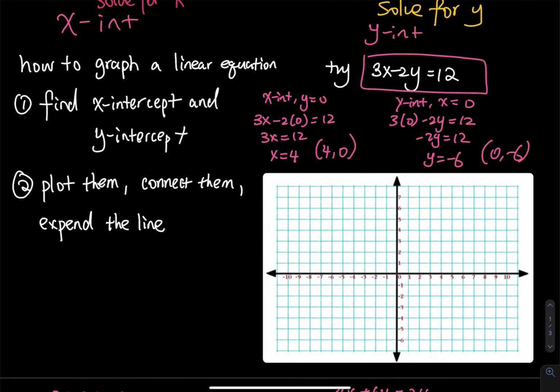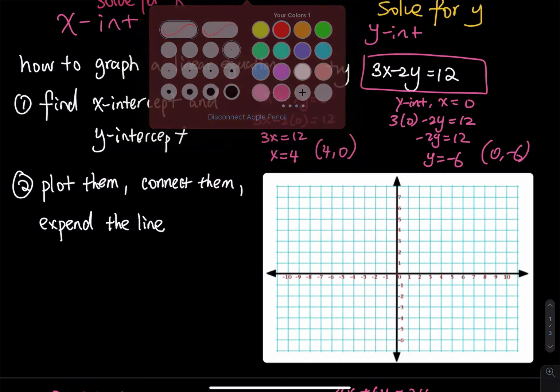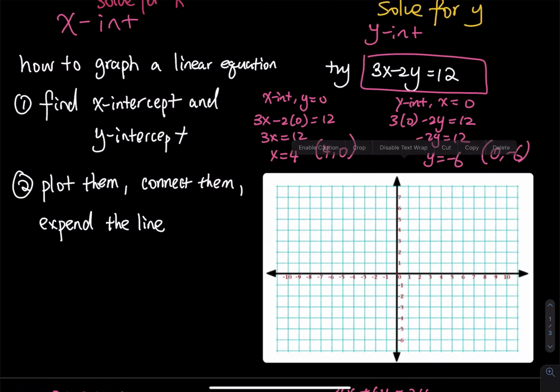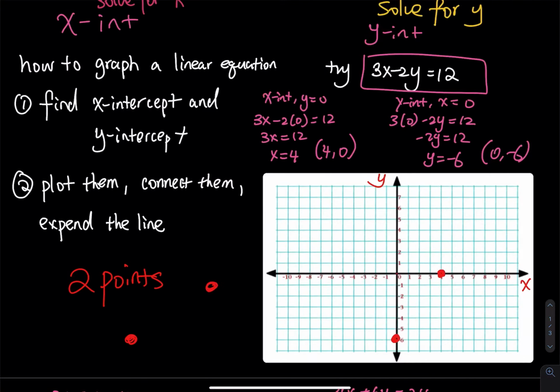So let me use a darker color to do the graph. First we have (4, 0). So (4, 0) is the x-intercept, a point on the x-axis, and (0, negative 6) is the y-intercept, a point on the y-axis. So we have the y-axis and then the x-axis. We have 2 points. Before we sketch the graph, remember this: the basic ingredient to sketch a straight line is you need 2 points. I have a point right here and a point right here, so that is enough to sketch a straight line. Since we already have 2 points, that is already enough to sketch the graph.